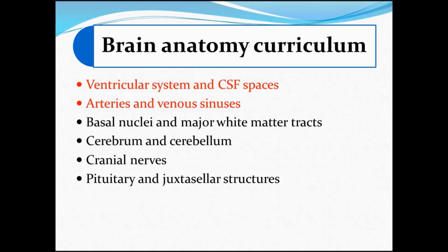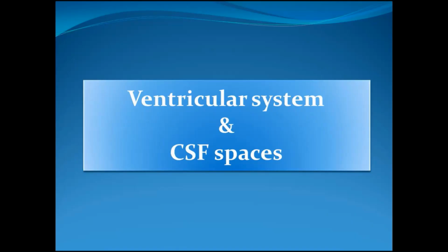In this section, we will be covering the ventricular system and CSF spaces, the blood supply to the brain and the venous drainage system, the basal nuclei and major white matter tracts, the cerebrum and cerebellum, the cranial nerves, the pituitary gland, and the juxtasellar structures. So we'll be starting with the ventricular system and CSF spaces.